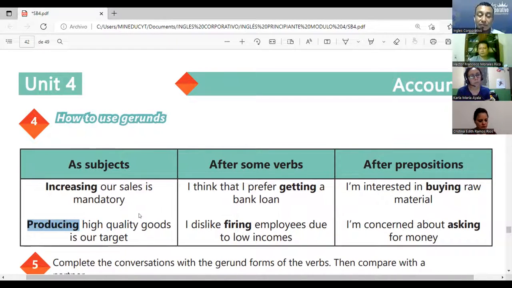Visiting my mother is important. Visitar a mi mamá es importante. Do you have one example here? Studying English is good for your future. That's right. Studying with ing, right? Studying English is good for your future, definitely. Another example, please.